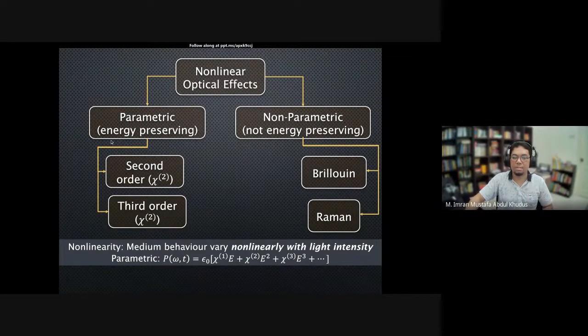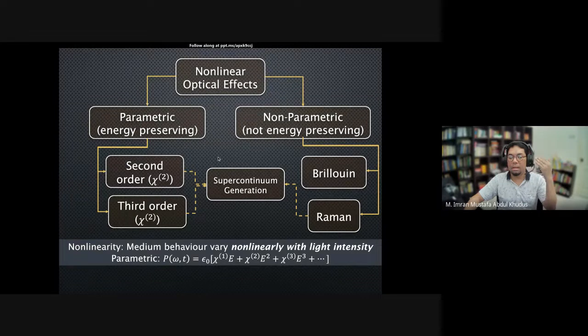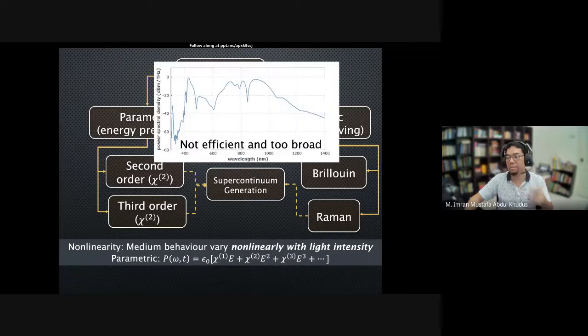So in those cases, you have second order, third order parametric processes, as well as Brillouin and Raman. These are just different kinds of phonons. So Brillouin is acoustic phonons, and Raman is optical phonons. There are fundamental differences between them, but they just have a shift in the frequency range, as it were. Now, if you have second order or third order nonlinearity plus something like Raman, and you're using really short wavelengths of light, you can get something called supercontinuum generation. I'm just pulling this in because supercontinuum generation allows the generation of light in the UV.